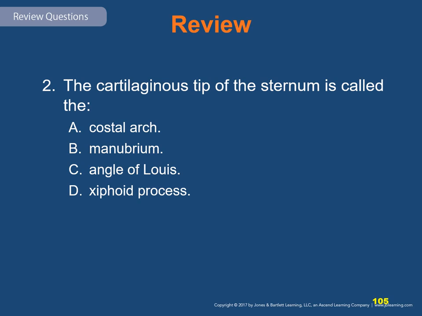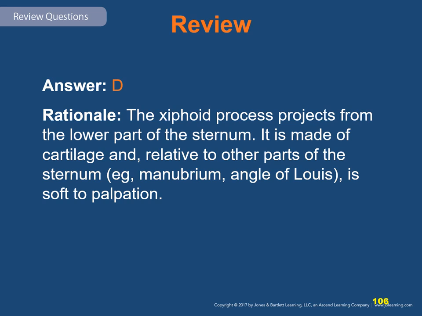Question 2. The cartilaginous tip of the sternum is called the costal arch, the manubrium, angle of Lewis, or the xiphoid process. I'll give you a hint. Anything that sticks out from the skeleton is called a process. So that ought to give you a pretty good clue right there. And the answer is, of course, D, the xiphoid process. It projects from the lower part of the sternum.